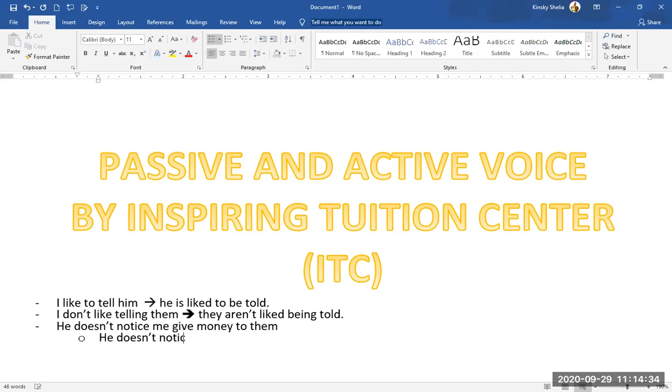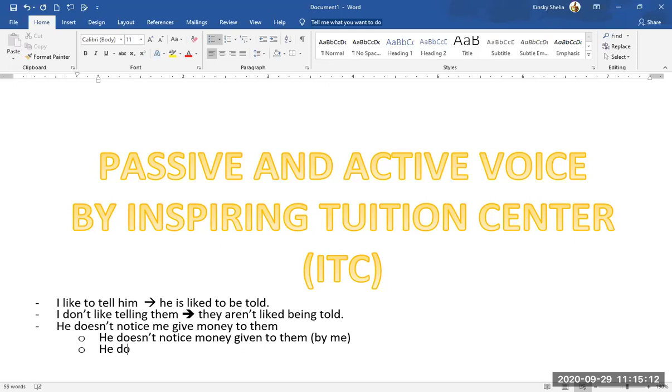he doesn't notice money given to them by me. The doer, I mean the person that gives the money, can be removed or hidden by not being said here. But the money is put in front of the, to be put on the position of me.